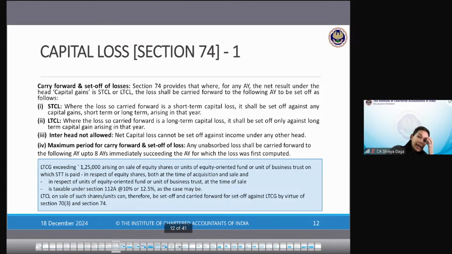Capital loss. Capital losses, again, we have already discussed that. What about intrahead, intersource? Then short term can be set off against long term, but long term can be set off only against long term. What about interhead? It's not allowed. How many years? 8 years.